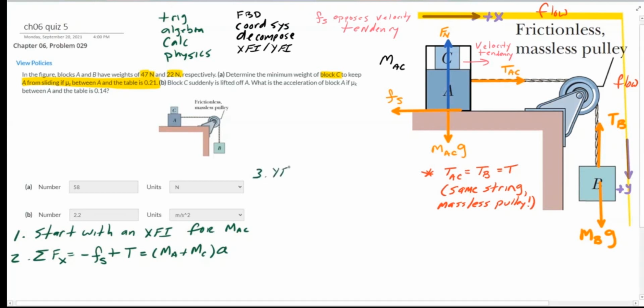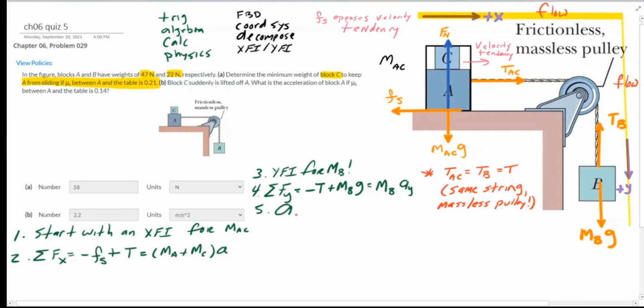So I'm going to do a Y force inventory for block B. I have the sum of all Y forces acting on block B. And if I look at block B, I've got negative T because that tension is going upward, and upward is now called negative, plus the weight force, M_B G, equals M_B times A sub Y.